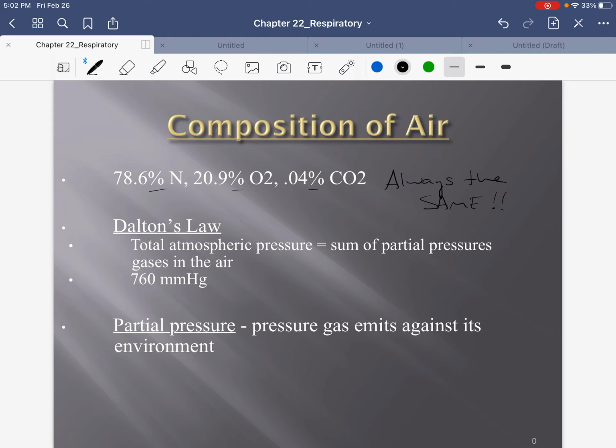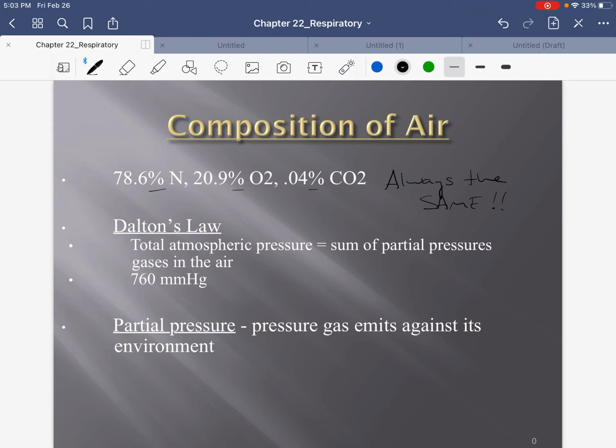So no matter what the atmospheric pressure is, 21% of that atmospheric pressure is oxygen. Only about 0.04% is carbon dioxide, and most of it is actually nitrogen, which is pretty interesting, right? I think so. So let's just run through some numbers.